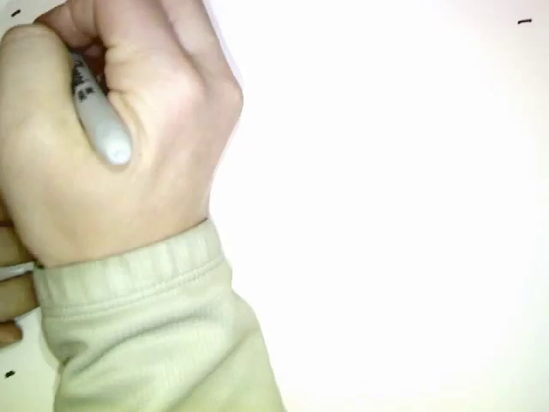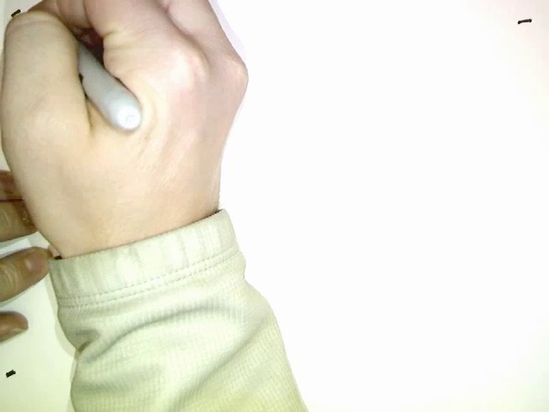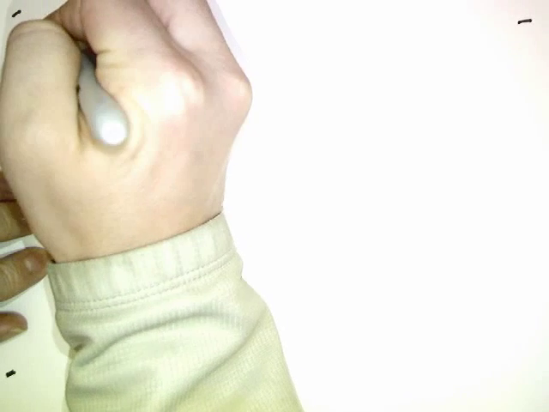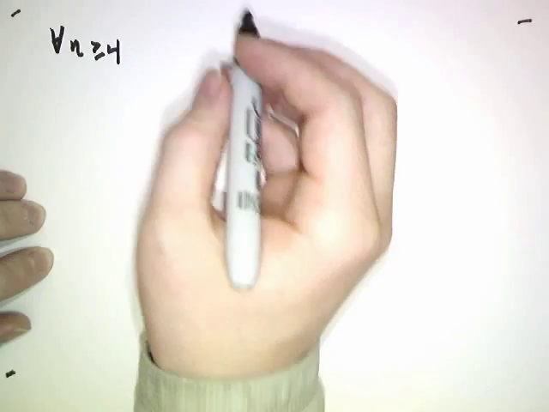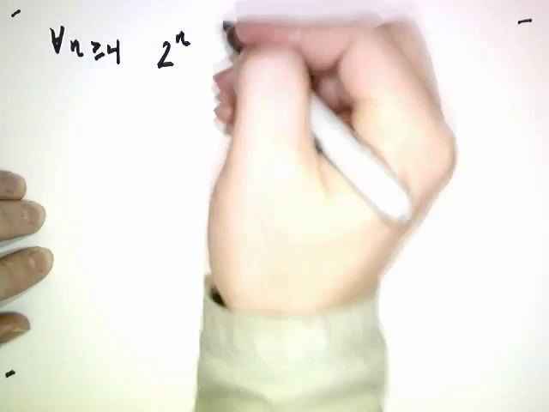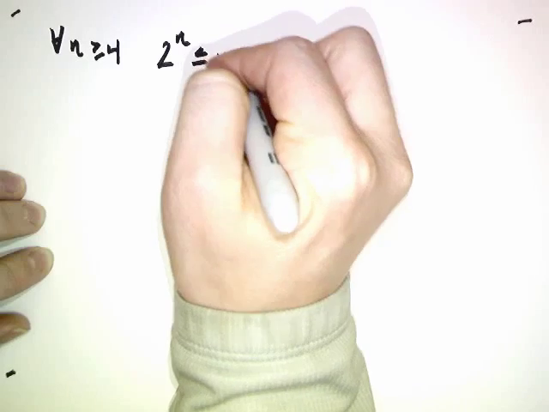Let's do another fairly simple example of proof by induction. This time we'll want to prove that for all n greater than or equal to 4, we have that 2 to the n is less than or equal to n factorial.